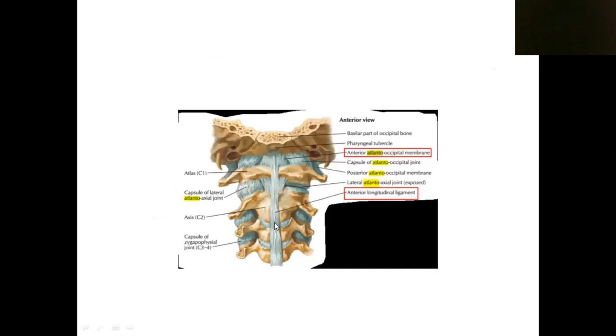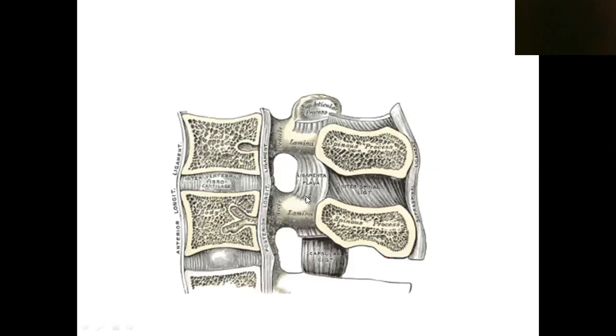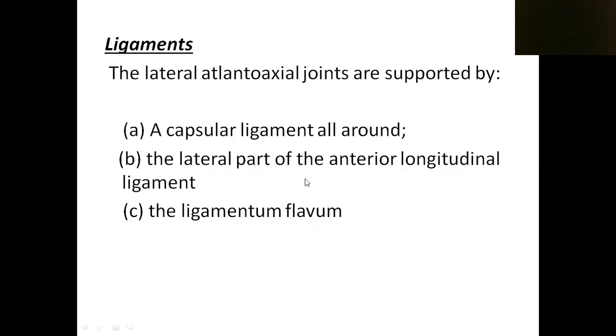See, this is the anterior longitudinal ligament. This is the anterior view of the vertebrae. This is the anterior surface of the body of the vertebrae. So here we are having the anterior longitudinal ligament. That anterior longitudinal ligament supports this joint. Like that, on the posterior aspect, it is having another ligament, that is the ligamentum flavum. See, these laminae are connected by one ligament, that one is the ligamentum flavum. So these two ligaments, the anterior longitudinal ligament and ligamentum flavum, in addition to the capsule, support the lateral atlanto-axial joint.